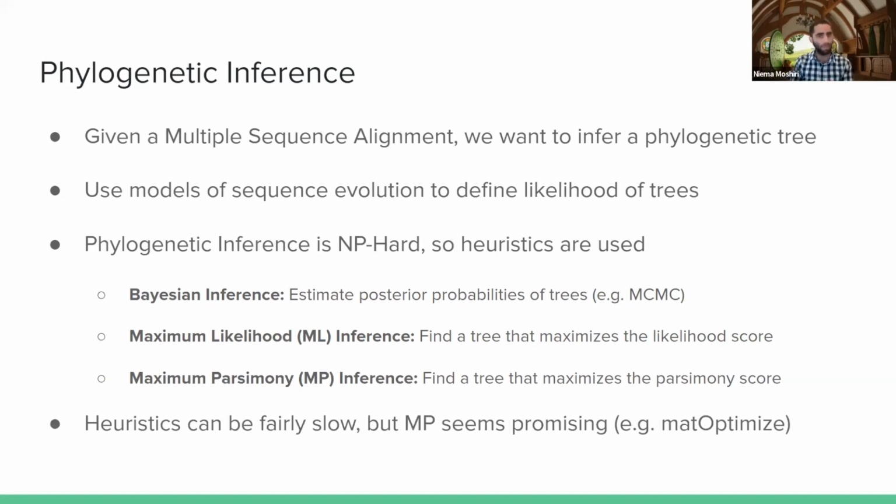It seems like maximum parsimony is pretty promising. So there's a faculty at UCSD, Yatish Tarakia, who came up with this mat optimized method that is very, very fast. But even then, these data sets are rapidly growing. So even then, it's still this computational bottleneck.